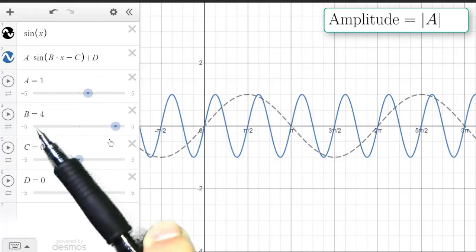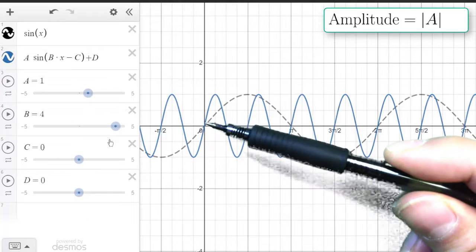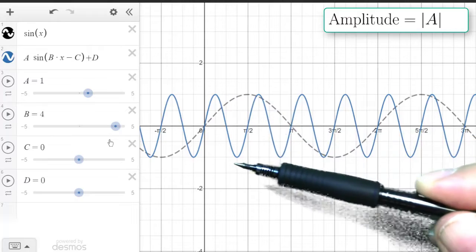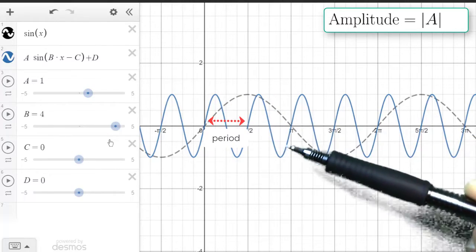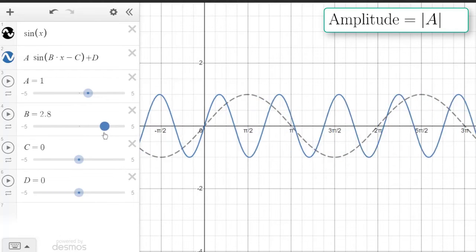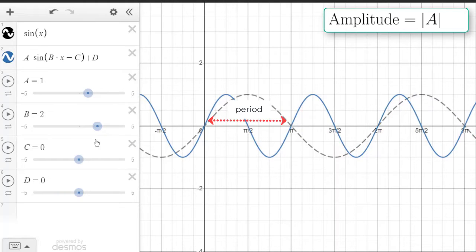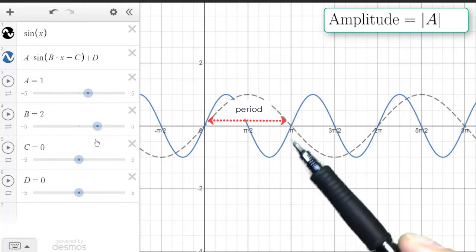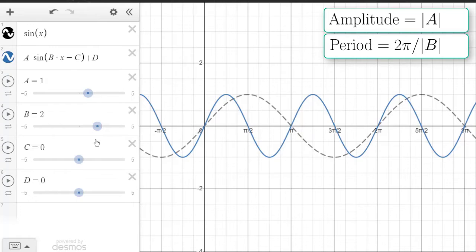Well, what happened when I adjusted the parameter b? Well, now I've got a new period. Now the period of this new function is pi over 2. By the time I get to pi over 2, the graph repeats itself. If I adjust b to just be 2, we see my period is now pi. What's happening here is that the period is always equal to 2 pi divided by the absolute value of b.